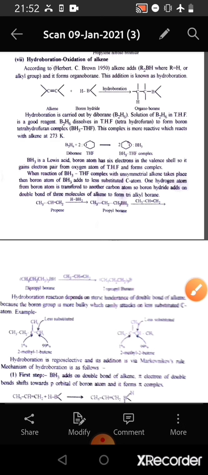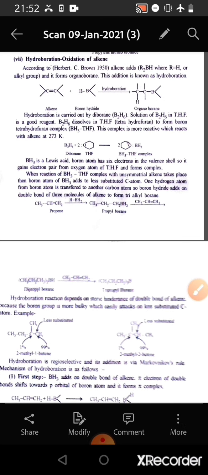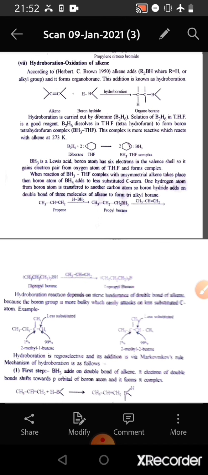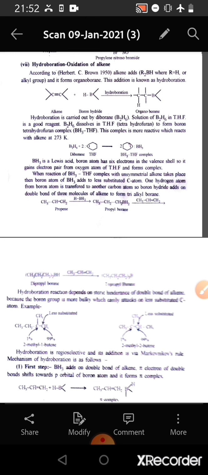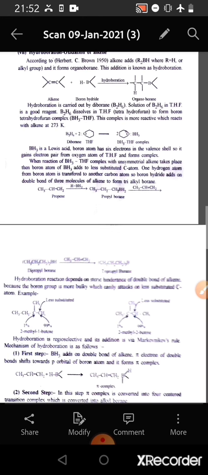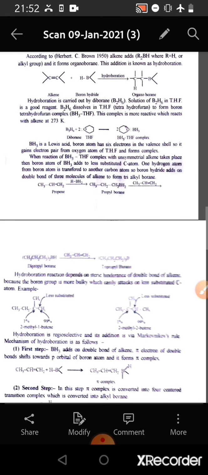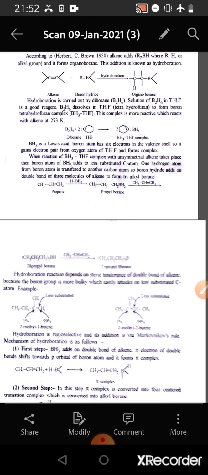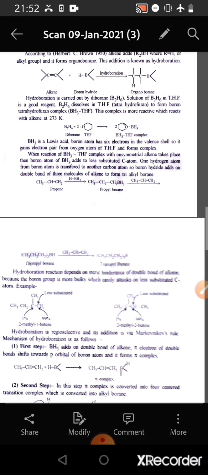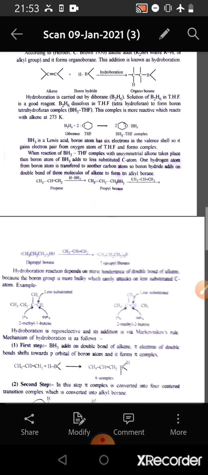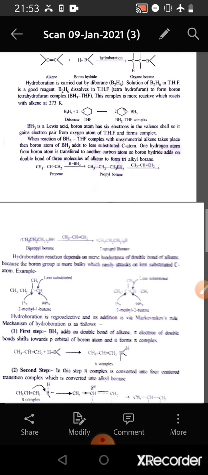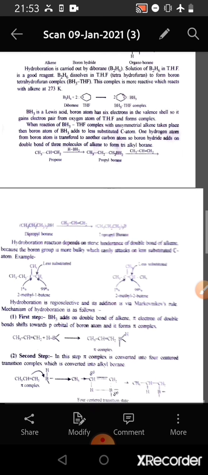BH3 is a Lewis acid. Boron atom has 6 electrons in the valence shell, so it gains an electron pair from the oxygen atom of THF and forms a complex. When reaction of BH3 THF complex with unsymmetrical alkene takes place, the boron atom of BH3 adds to the less substituted carbon atom. One hydrogen atom from boron atom is transferred to another carbon atom, so boron hydride adds on the double bond of 3 molecules of alkene to form trialkyl borane.